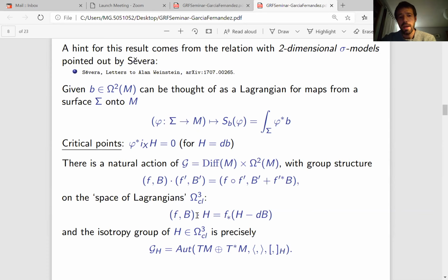It's just that B acts on H by the push forward of H minus dB. And the isotropy group for this action at a given closed three-form is precisely the automorphisms of the exact Courant algebroid. So what this means is, if by some complicated procedure I'm able to cook up generalized Ricci flow out of this action, and of course the L2 norm of the function from sigma to M, then this should have something to do with these Courant algebroid automorphisms.